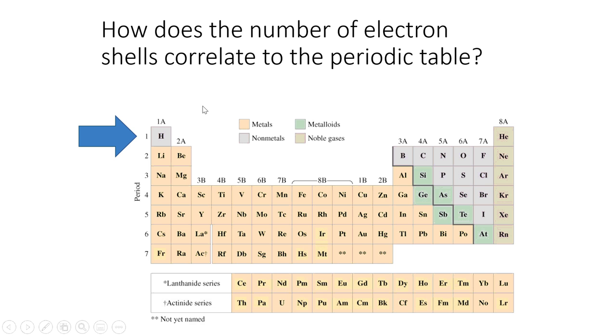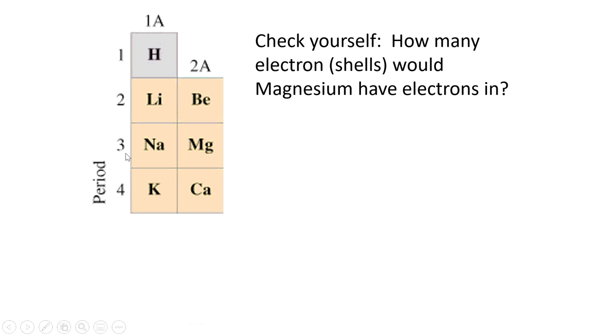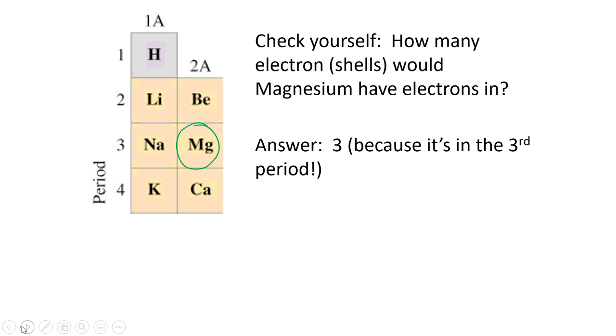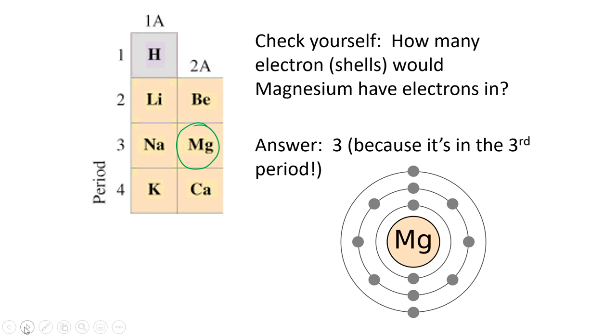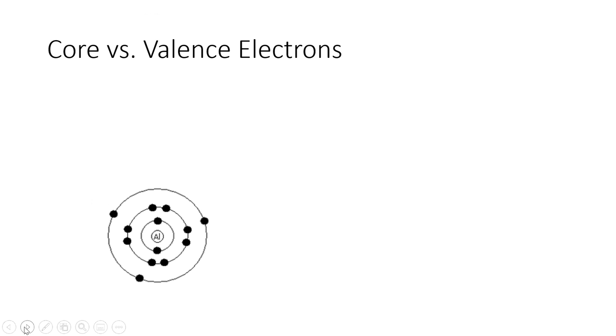And so let's summarize this. How does the number of electron shells correspond to the periodic table? Well, the row you are in, or the period you are in, tells you how many shells you will have. For example, if we're looking at magnesium, magnesium is in row 3, so I would expect magnesium to have 3 shells. This is the kind of thing we want to be able to do based on the periodic table. All right, so we know magnesium has 3 shells.